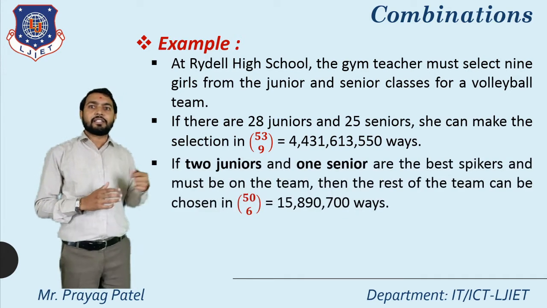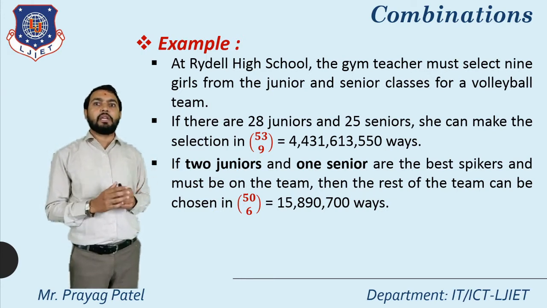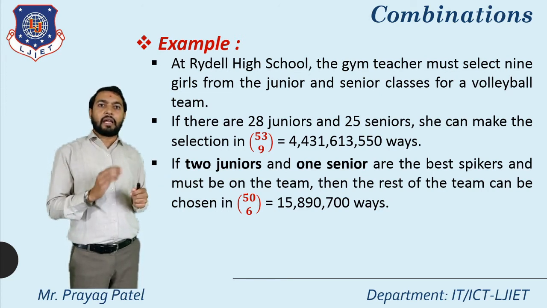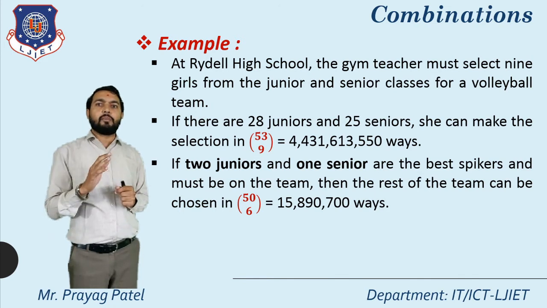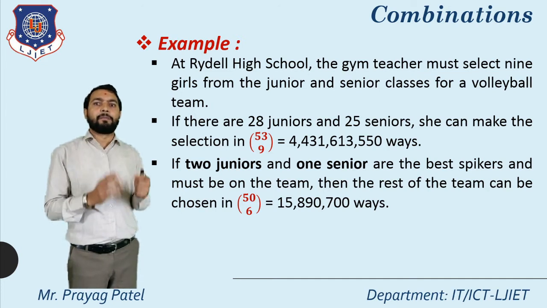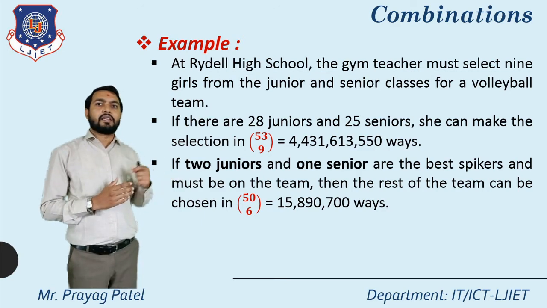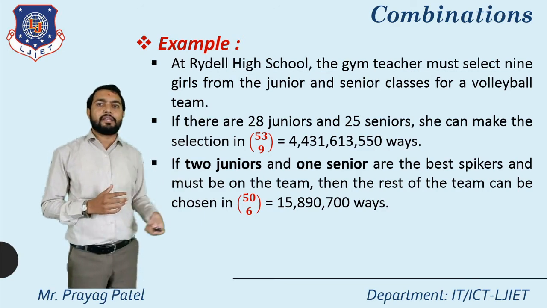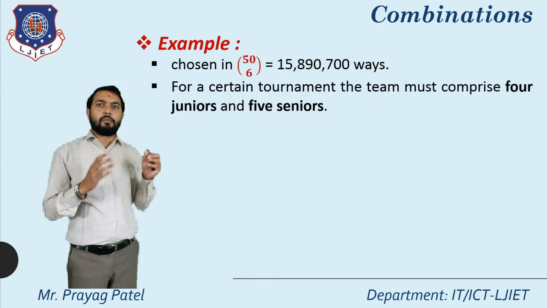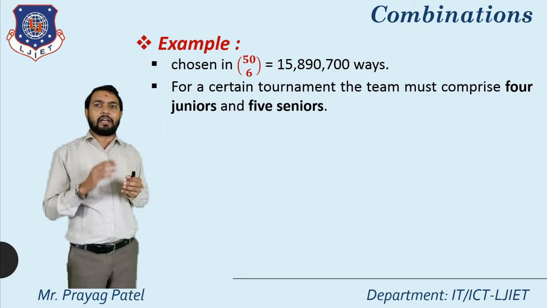Now see here another scenario. If 2 juniors and 1 senior are the best spikers and must be selected in this team, that means 3 students are selected by default. Then how many remaining students are there? The total remaining students is 50 and you have to select only 6 students from the 50. So our scenario is like C(50,6). Then the answer is 15,890,700 ways. Now we select these different students, 6 students, and you have to combine these 6 students with the already selected 3 students.